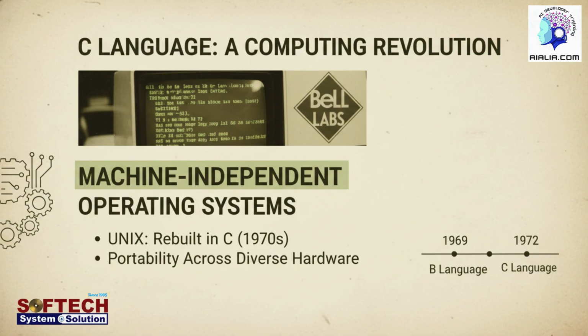At Bell Labs, Unix was developed. Initially, Unix was written in machine language. Later, Dennis Ritchie developed the C programming language. Unix was rewritten in C. This made it machine independent. This was a defining moment in computing history.